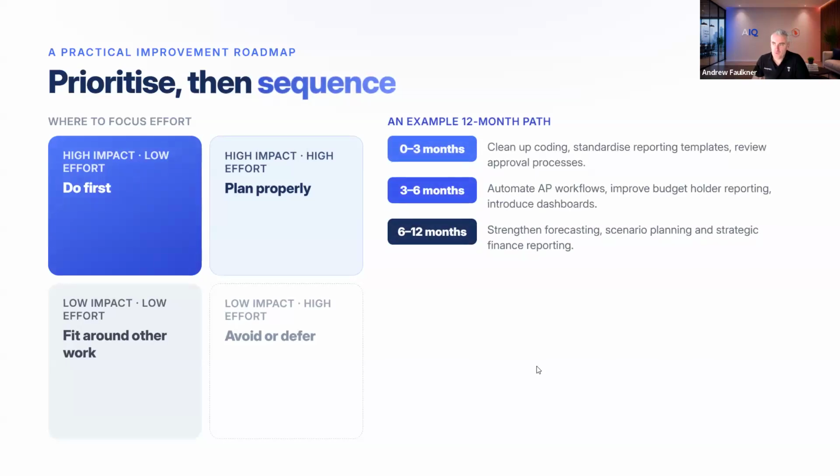So I suppose, where do you prioritize and how do you put these things in order? The grid on the left-hand side, I'm sure you've all seen versions of this before. The top left is high impact, low effort. Top right, high impact, high effort. Low impact, high effort on the bottom right, and low impact, low effort on the bottom left. So it's do first, plan properly, avoid or defer, and fit around other work.